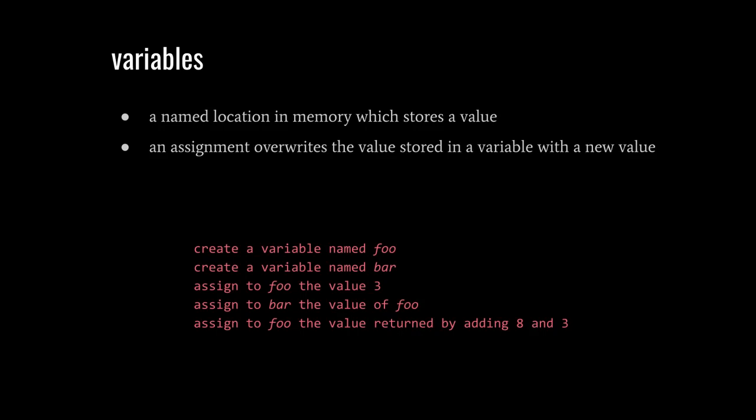What we can also do is take the value of an existing variable and assign it to another variable. So we can say assign to bar the value of foo. Whatever's currently stored in foo gets copied into the variable bar. And we can also assign to variables the result of operations. Operations return values, and those values can then be assigned into variables. So say we can assign to foo the value returned by adding 8 and 3. So then the value 11 would be copied and stored in the variable foo.